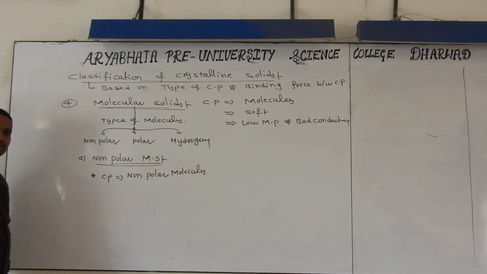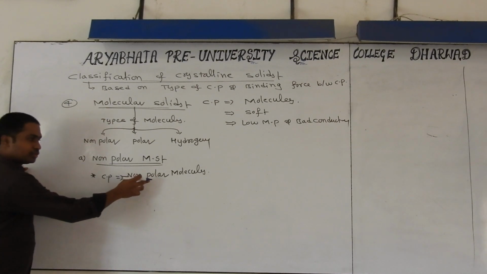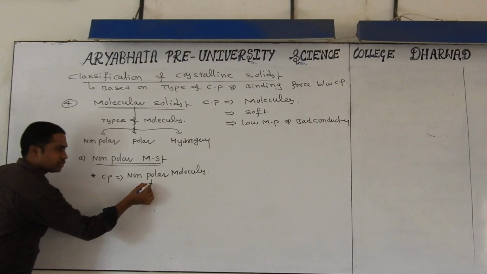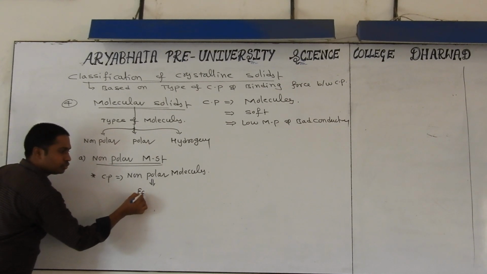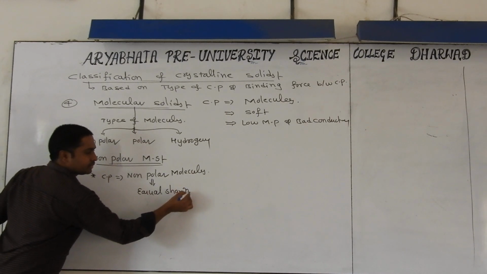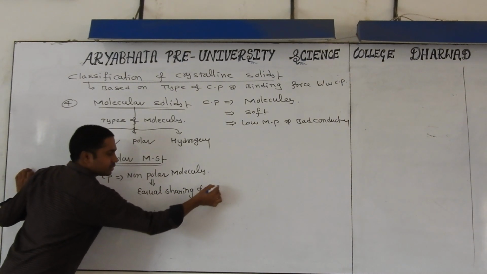Okay, can you give some examples of non-polar molecules? They are, first of all, covalent. They should not carry any charge. This non-polarity will be possible due to which one? Equal sharing of electrons.